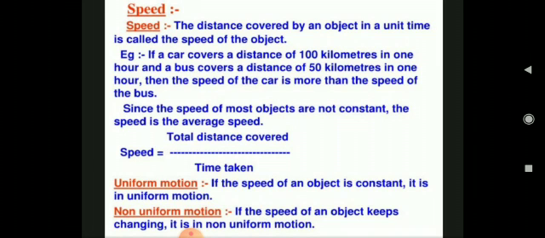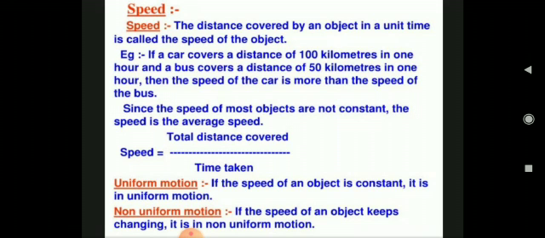So students, to know how fast an object is moving, we ought to know two things: the distance traveled by the object, and the time taken by the object to cover that much distance, right? So the speed of an object refers to the distance that object moves in unit time. We can say that the distance covered by an object in a unit time is called the speed of the object.